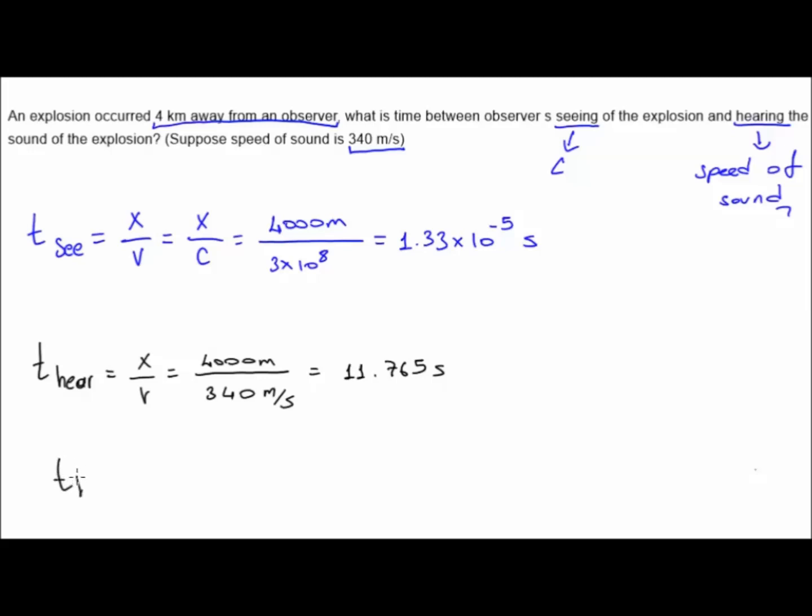T hear minus T see going to give us difference between hearing and seeing the explosion. So 11.765 minus 1.33 times 10 to the power of minus 5, and the result going to be 11.76499 seconds. This is the difference between hearing and seeing an explosion.